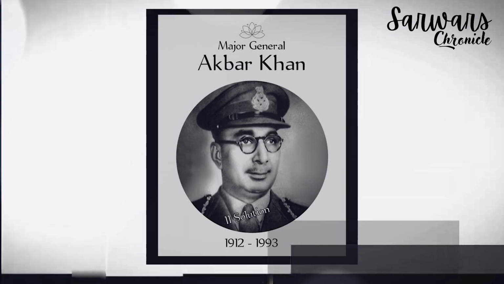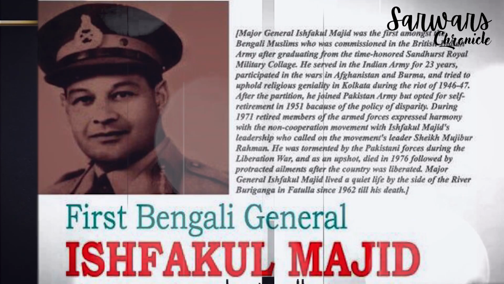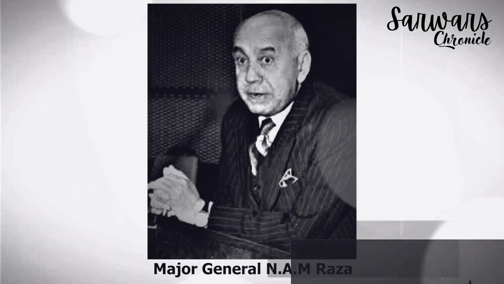Of them, General Akbar Khan, then General Iftekhar, General Ishfaq al-Majid, who was a Bengali general, and General Naam Raza. Of them, General Iftekhar was earmarked to be the next commander-in-chief, but unfortunately, he died in a plane crash. Surprisingly, all the 3 other generals were bypassed because Defense Secretary General Mirza was lobbying for General Ayub Khan, whose name was not even in the list.